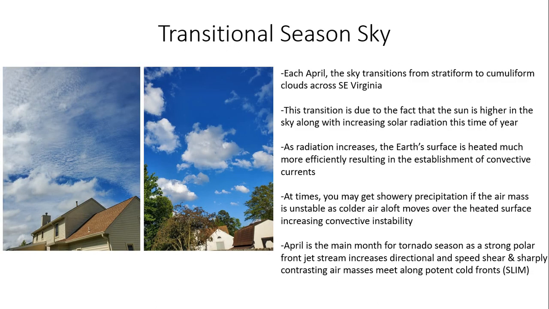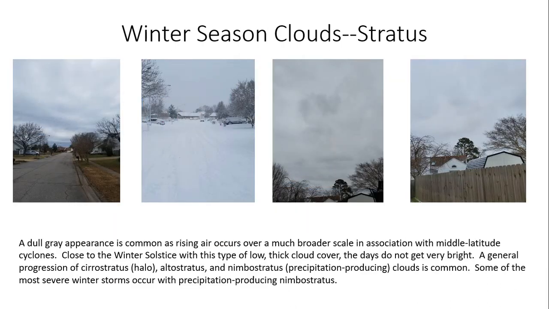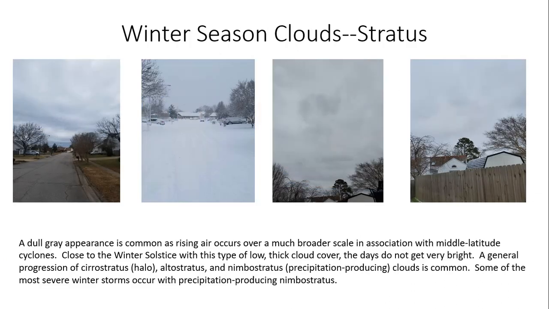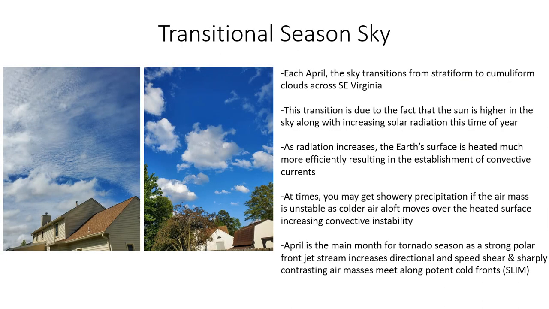Now, I've noticed this over time, across southeastern Virginia in particular, where the sky transitions from this dull stratus look to more of a puffy cumulus look. The sky appears to get brighter each April. The sky transitions from more of a layered stratus cloud like these to more of a puffy cumulus cloud across southeastern Virginia. Now, this transition is due to the fact that the sun is higher in the sky.